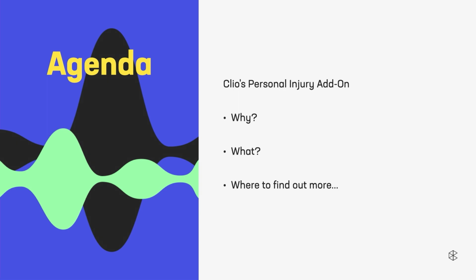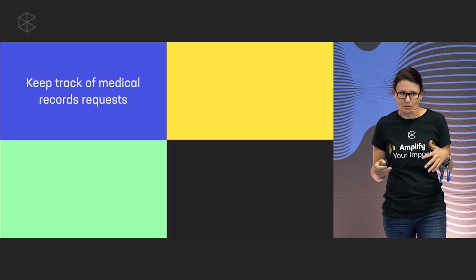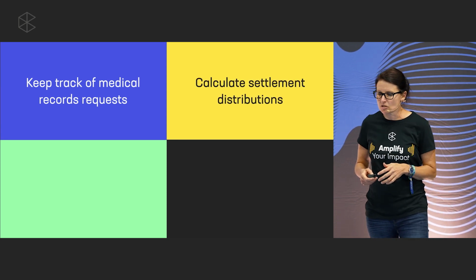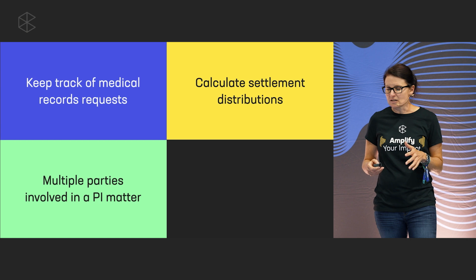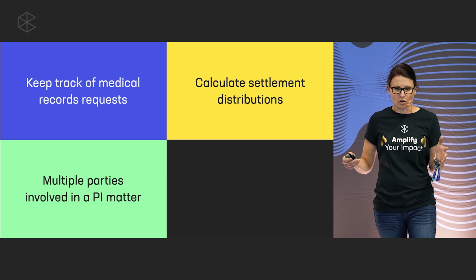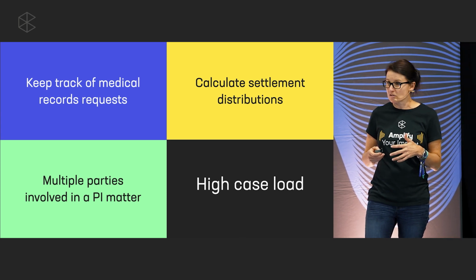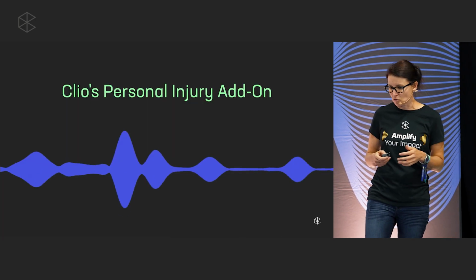So we've heard from PI firms that Manage as it is today isn't actually meeting your unique workflows. So we dug a little deeper and we learned that most of the pain points you have are around keeping track of medical records, medical record requests, lien holders, payments, things like that, being able to easily calculate your settlement distributions, manage multiple people in a case, as well as managing high caseloads over long periods of time. So that's why we've essentially created Clio's new personal injury add-on that Jack announced this morning.